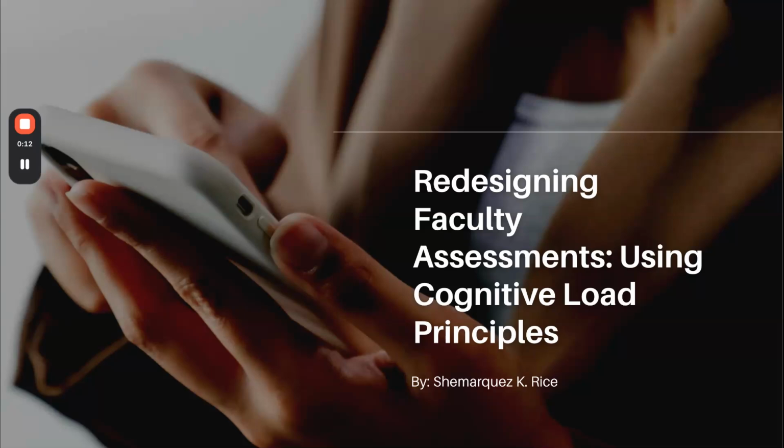In this session, we'll explore a common problem with faculty assessments, why it matters, and how we can improve them using simple, research based design strategies.